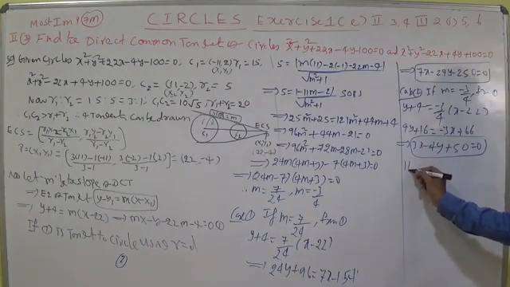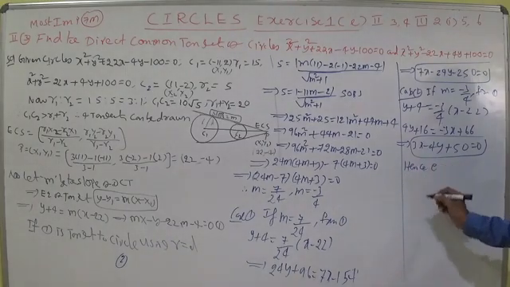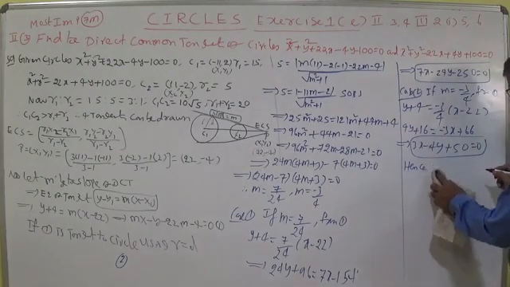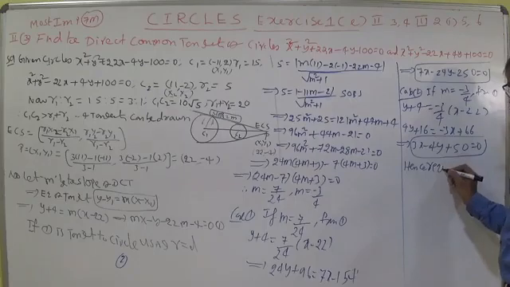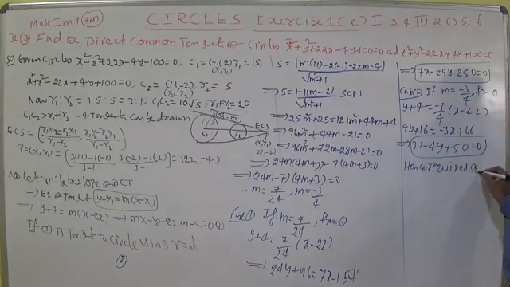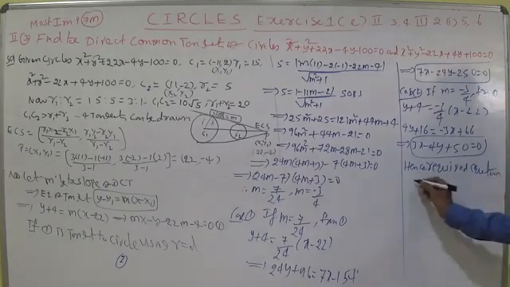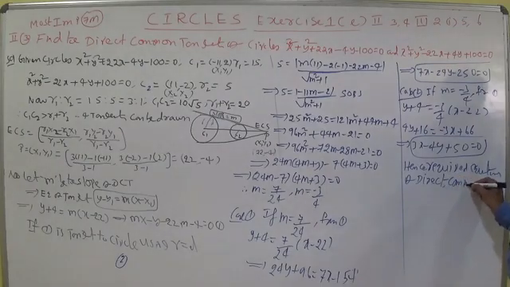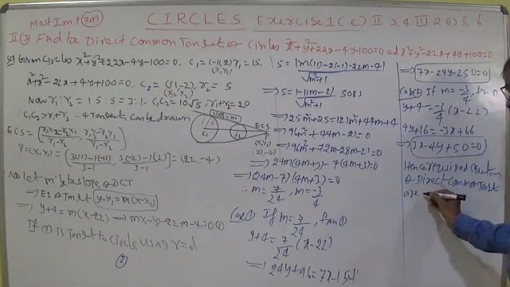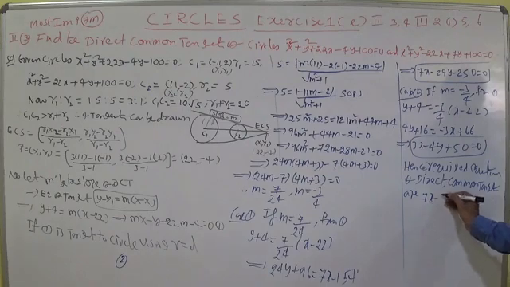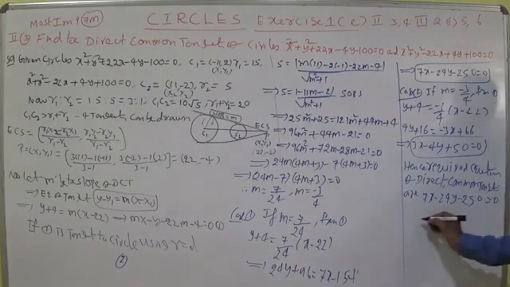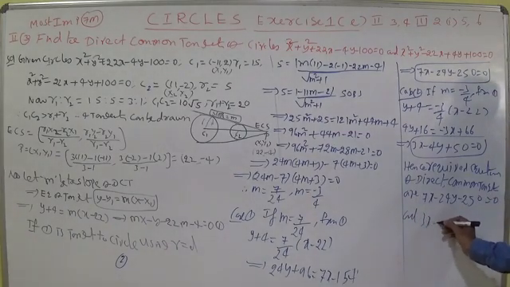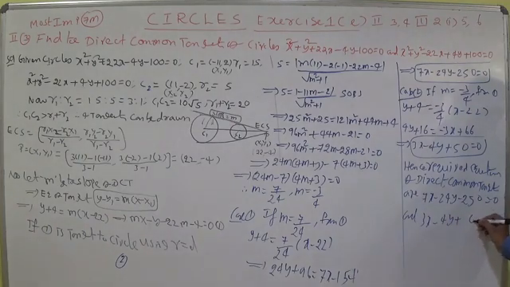Hence, required equations of direct common tangents are 7x minus 24y minus 250 equal to 0 and 3x minus 4y plus 50 equal to 0.